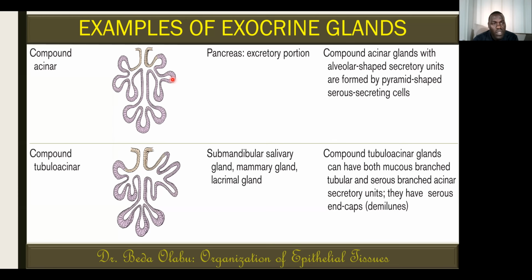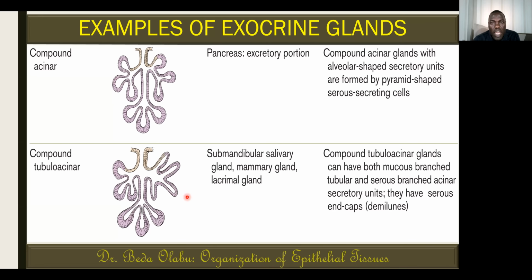If you compare that with this one, the secretory portion are acini, kind of, as you can see here. The ductal portion is branching, so this is compound acinar. And the last one here, the branching of the ductal portion makes it compound. The morphology of the secretory portion makes it be called tubuloacinar. Why? Because we see acini, but we also see tubular secretory portion. So this is a compound tubuloacinar.